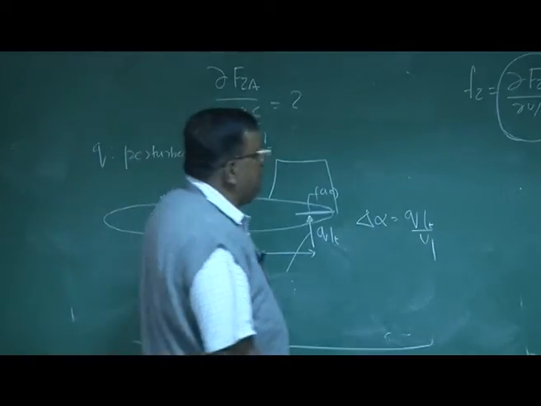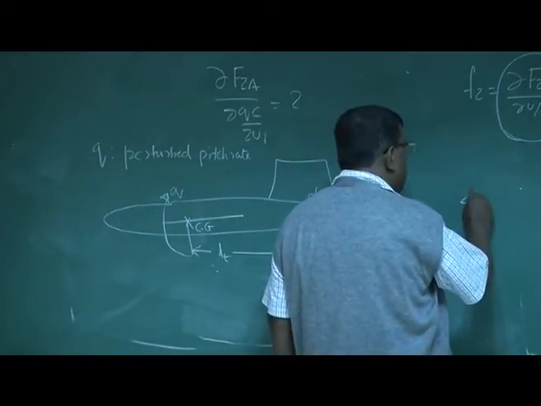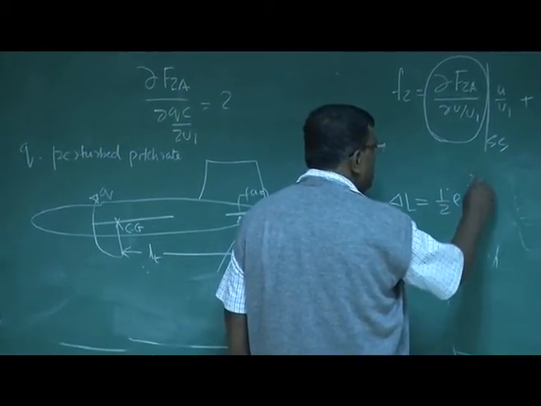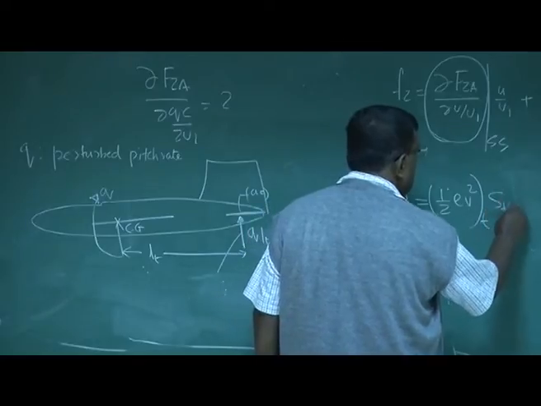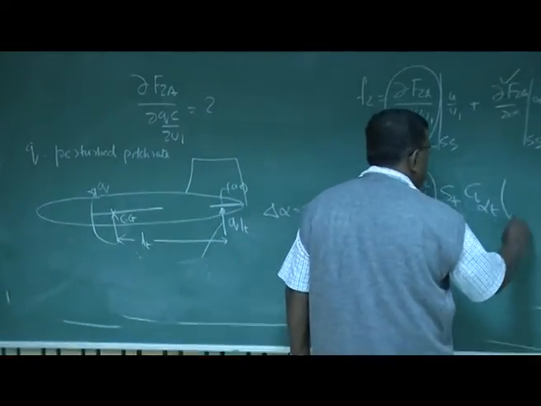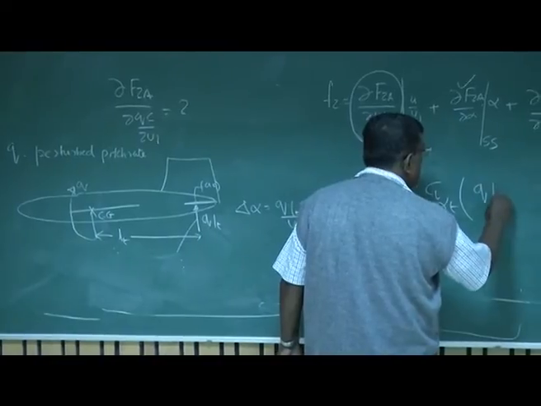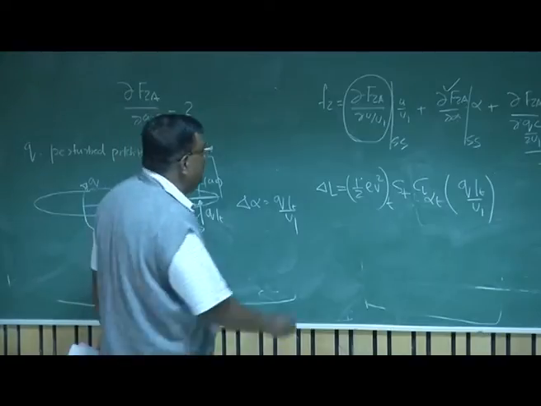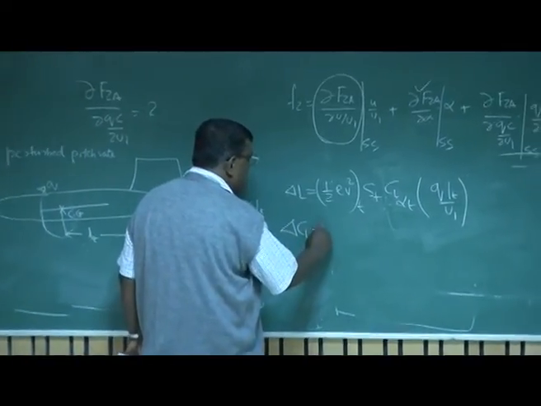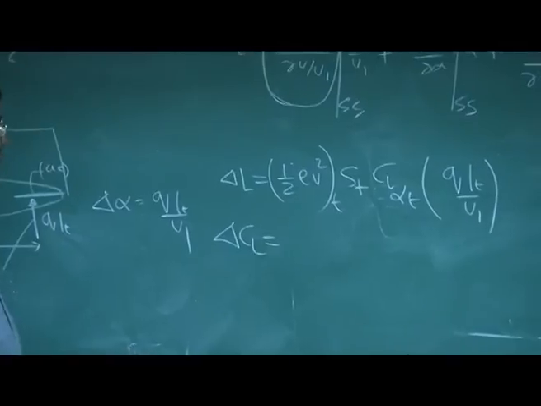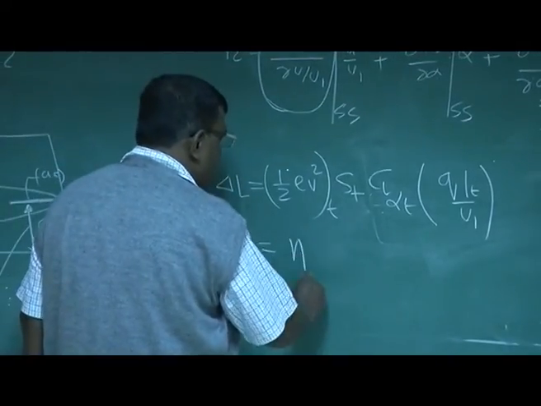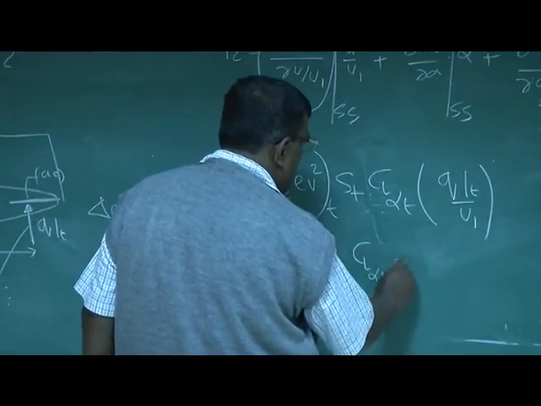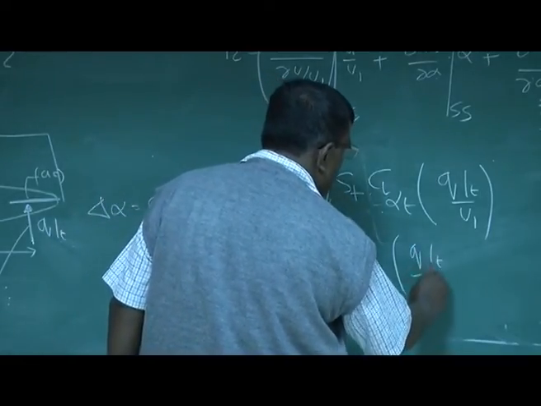If this is the delta alpha, then what is the delta lift? Delta lift will be half rho V square at tail, S tail, CL alpha tail into delta alpha, which is Q LT by U1. So what is delta CL? We know that for delta CL I have to divide it by half rho V square free stream. So this will be eta into ST by SW CL alpha tail into Q LT by U1.